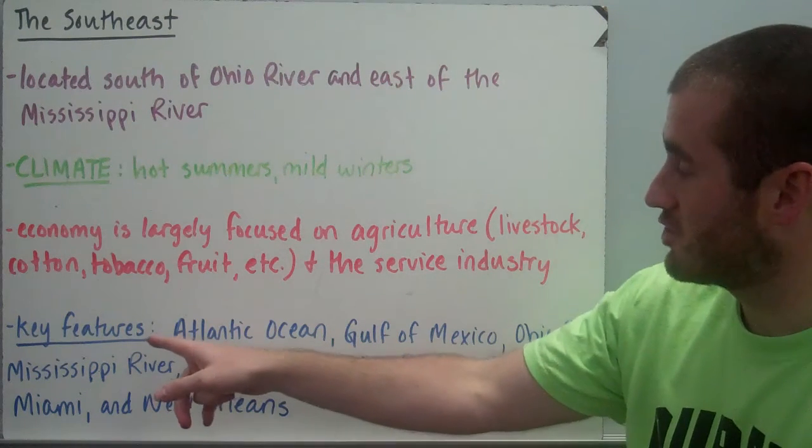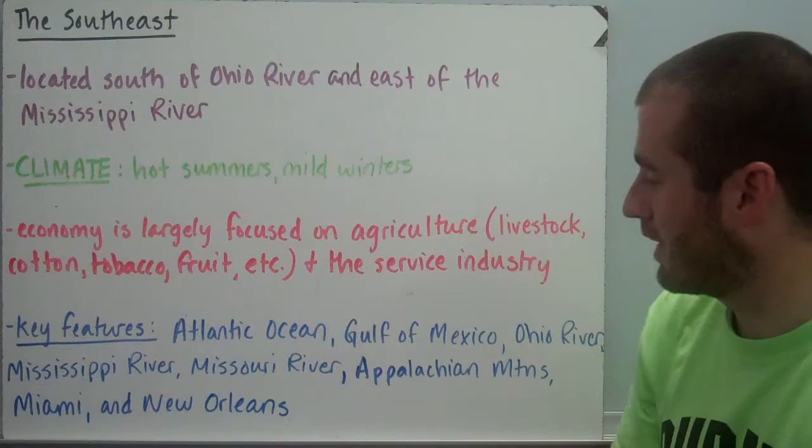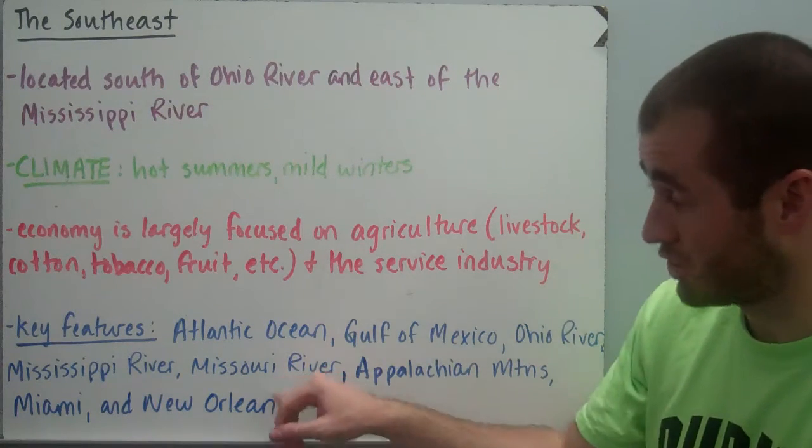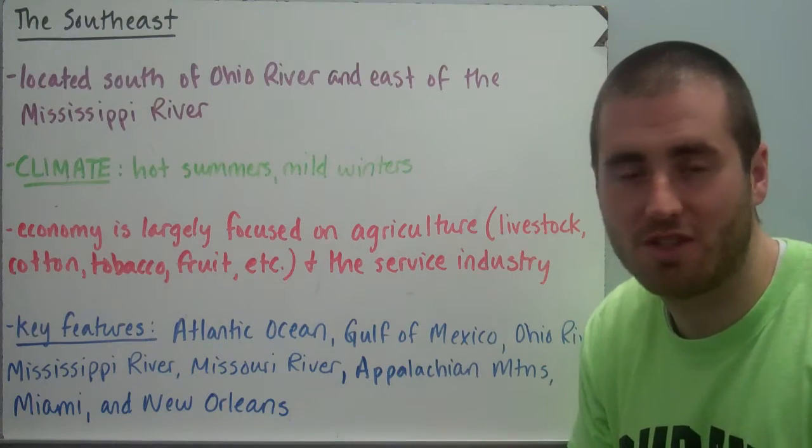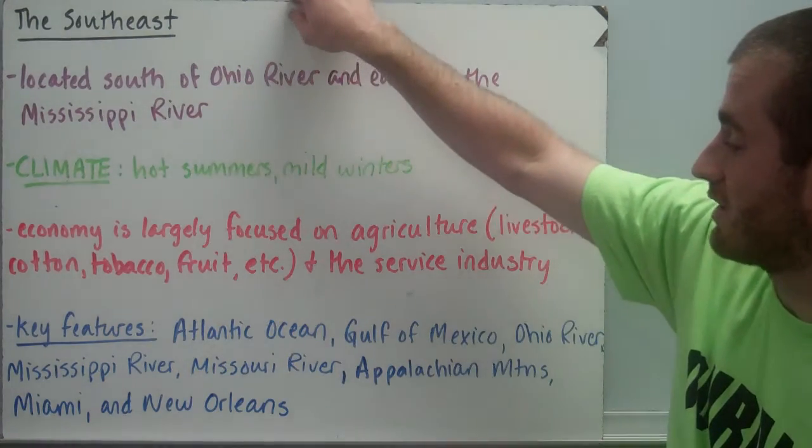So some of our key features in the Southeast are the Atlantic Ocean, Gulf of Mexico, Ohio River, Mississippi River, Missouri River, Appalachian Mountains, and then the big cities of Miami, New Orleans, and obviously you have cities like Charlotte, Atlanta, and other things like that.